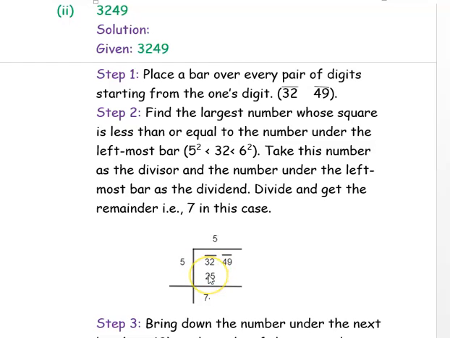Now I want to find the number whose square is less than or equal to 32. We know that 5 into 5 is 25, so 5 square is 25, and I am writing it here. If you go with 6, 6 into 6 will become 36, so you cannot write it because it's greater than 32. So I am writing 5 into 5, 25, and then subtracting. I will get the remainder as 7.